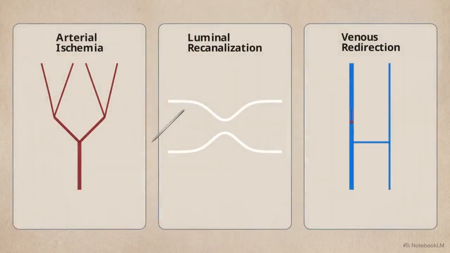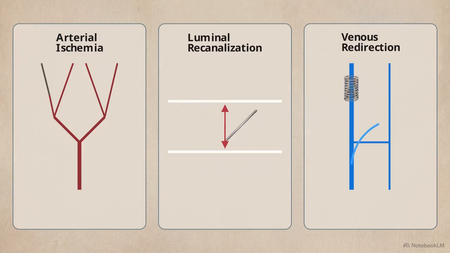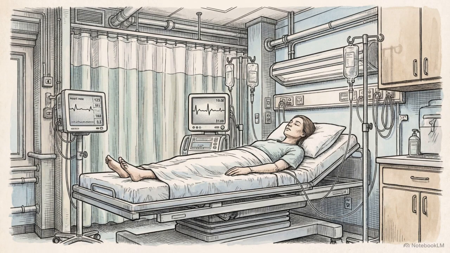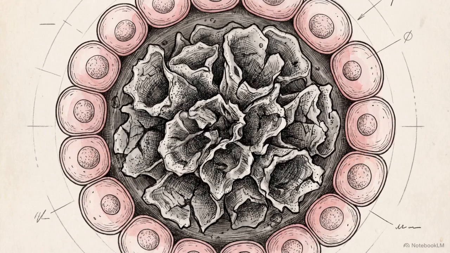Pelvic intervention relies on three core paradigms: inducing targeted ischemia in the arteries, mechanically wedging open biological lumens, and forcibly redirecting internal venous pressures. The immediate aftermath of these interventions tests the body's systemic tolerance, particularly in response to the massive cellular death caused by uterine embolization.